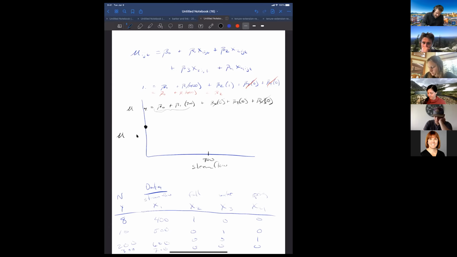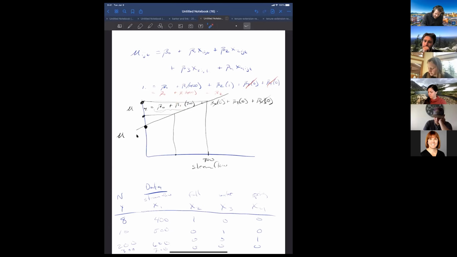So if beta 1 is positive, this line looks like this. And mu is going to be, for the value of 700, right here. If stream flow was 350, halfway between, then our expected value would be here. All right, so that's for our first observation, but now let's look at what happens to our fourth observation. Beta 1 is going to be the same for all of these, because we only get one estimate of beta 1.